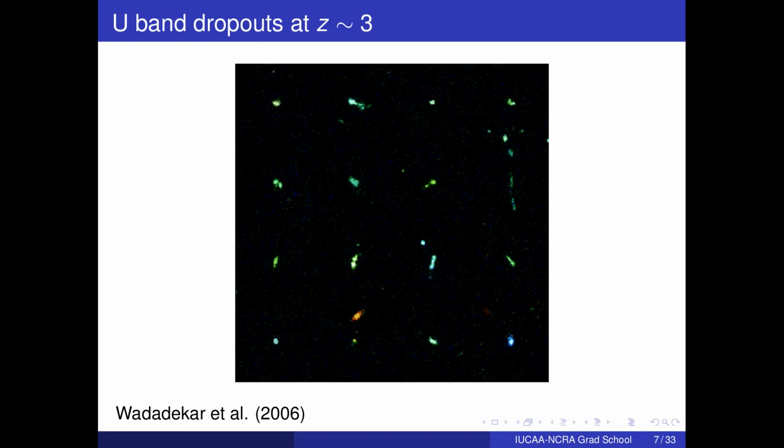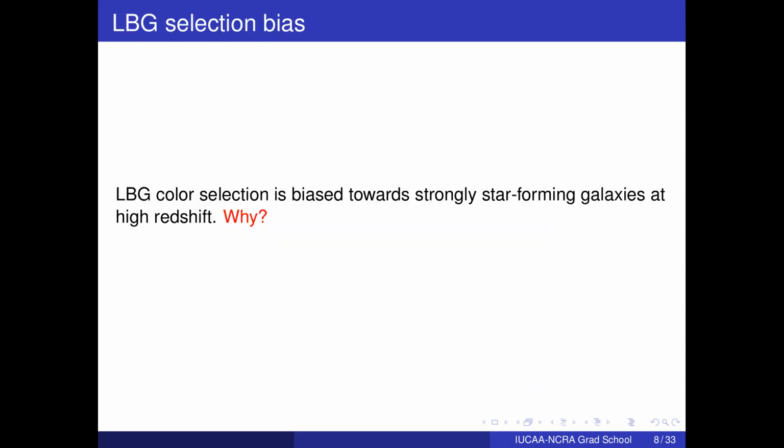So it became possible suddenly in the 1990s to identify these objects. Within a few years, between say 95 and 2000, thousands of galaxies at redshift 3 had been identified. So LBG color selection is biased strongly towards star-forming galaxies at high redshift. Why is that?